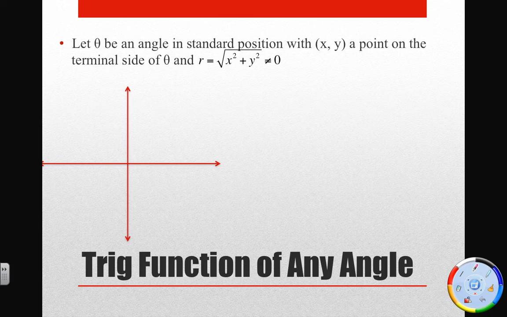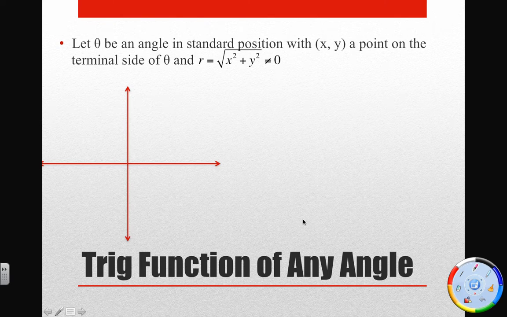All right, so let's start with this. Trig function of any angle. So we're going to let theta be some angle in standard position with (x, y) being a point on the terminal side of theta, and r is the square root of x squared plus y squared. And that's just the distance formula between a point and the origin.